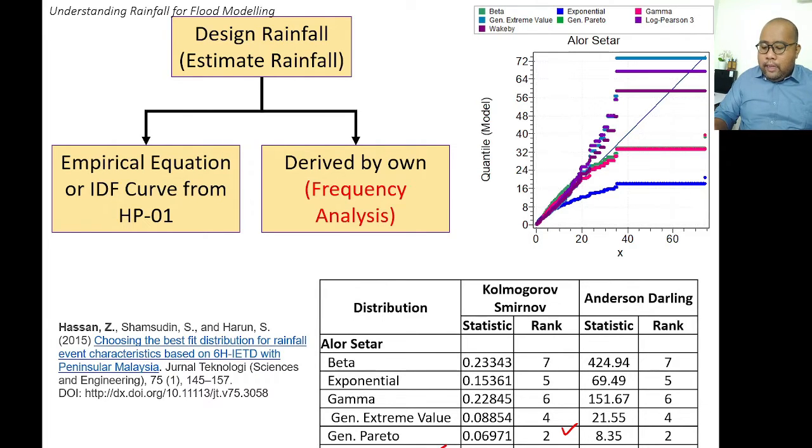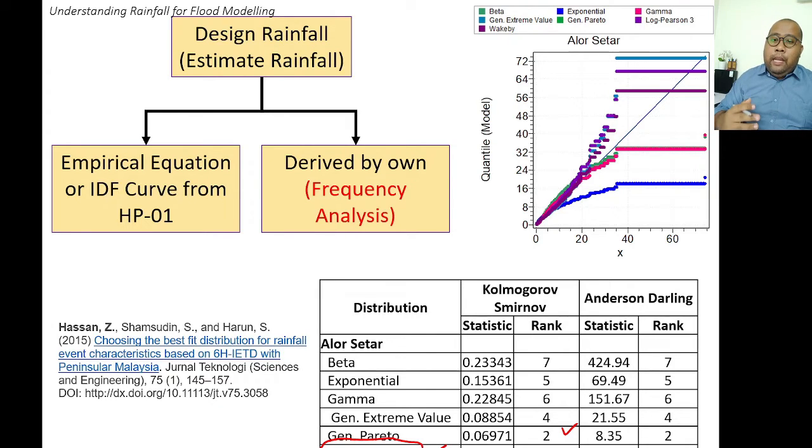Then we look at the Anderson-Darling, and you can see it basically shows the same values. It depends, but in some cases the Kolmogorov-Smirnov and the Anderson-Darling rankings do not show identical ranks. So we need to select which one is the best based on these two ranks. For this example, the Log-Pearson Type III is the best distribution.